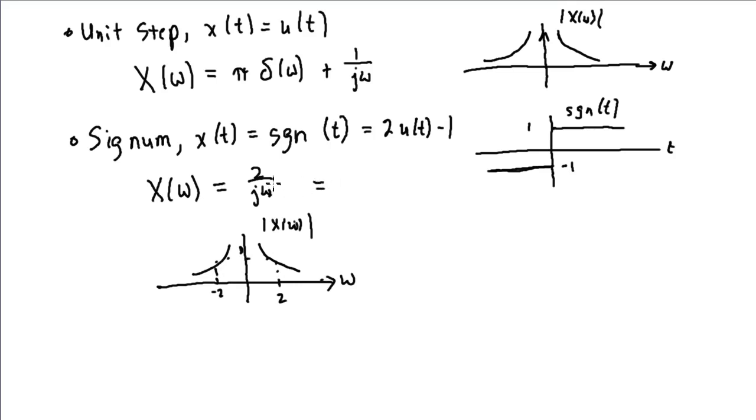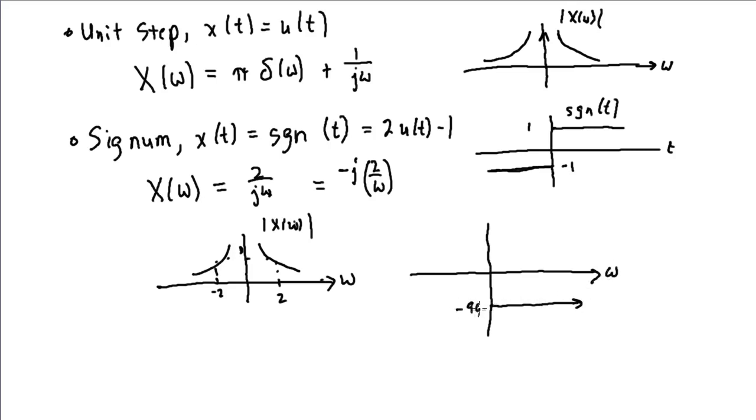Another way to write this is I'm going to multiply numerator and denominator by j. I'll get a minus 1 in the denominator. And so I can rewrite like this, which makes it easy to see that as long as omega is positive, the angle of this, for positive omega, this point will lie on the negative imaginary axis. For negative omega, this will be on the positive axis. So for all positive omega, this will have a phase angle of negative 90 degrees, and then for all negative omega, it will have a phase angle of plus 90. So this is the phase spectrum of the signum function.